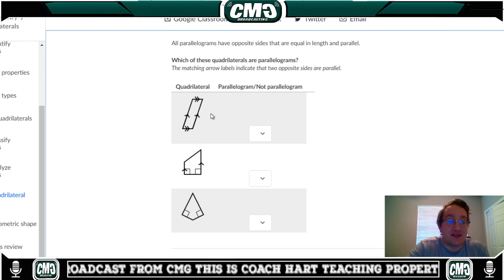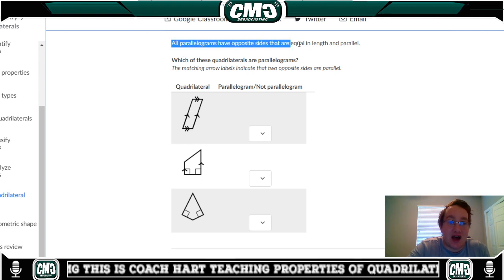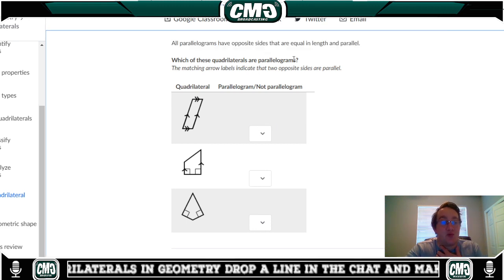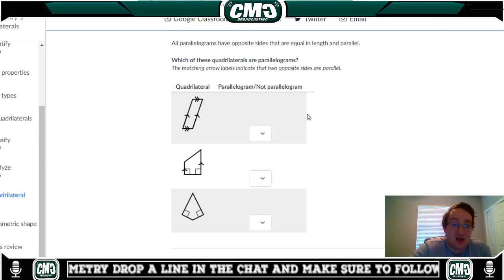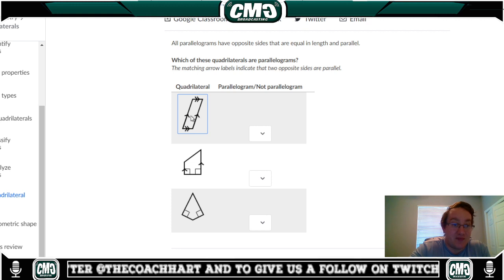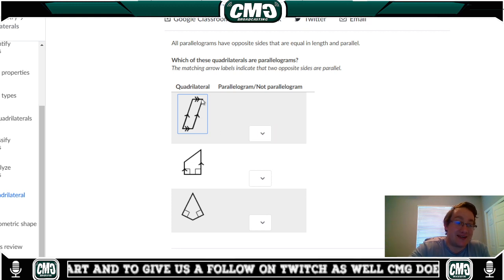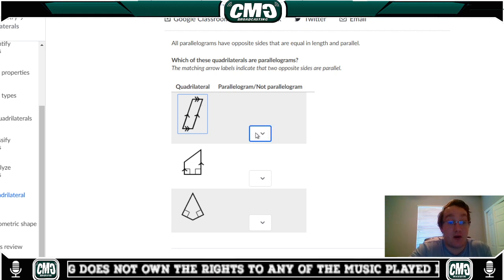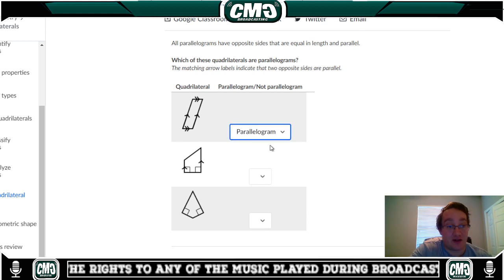Now, if we notice here, it says all parallelograms have opposite sides that are equal in length and parallel. So it's telling us what we have here, and then it asks which of these is a parallelogram. If it's a parallelogram, it's got opposite sides that are parallel and opposite sides that are congruent. Remember, these arrows right here mean those sides are parallel. So this has opposite sides that are parallel, because this has 2 and this has 2, they're parallel. This has 1 and this has 1, they are parallel. So this one is a parallelogram.